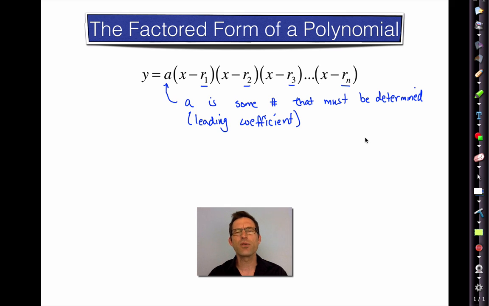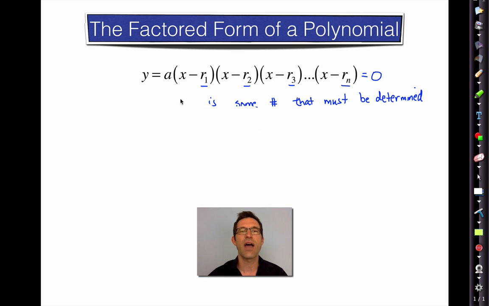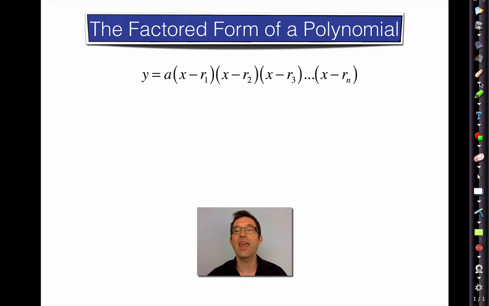Now remember, this factored form of a polynomial really comes from the zero product law, this idea that if we're solving a polynomial and we've got it factored, what we're really doing is finding its x-intercepts, its roots, where it goes into the x-axis. And we're going to be seeing how we can use this factored form of a polynomial to then create the standard form.